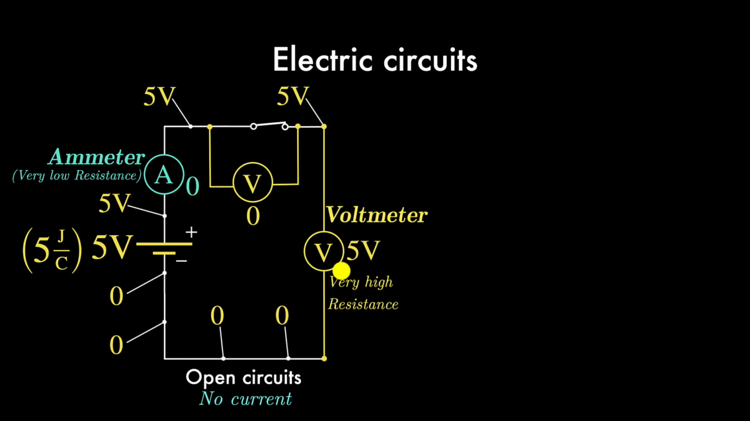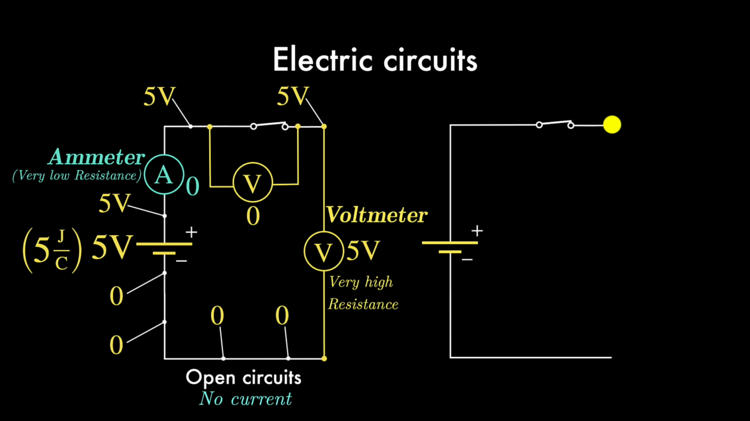So remember, voltmeters are connected across 2 points to measure the voltage. They have very high resistance. That's why they don't affect the circuit. And ammeters are connected in the circuit this way, and they have very low resistance, so they too do not affect the circuit. All right, but this was an open circuit with no current. How do I get a current in my circuit?